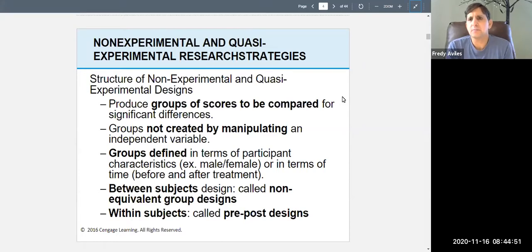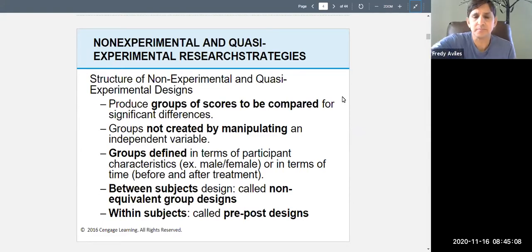Let me warn you here. There's going to be a lot of terminology, a lot of different types of designs with a lot of different names. Try not to let that intimidate you. It's not hard to understand. It's just a bunch of terminology and you need to know some of it.